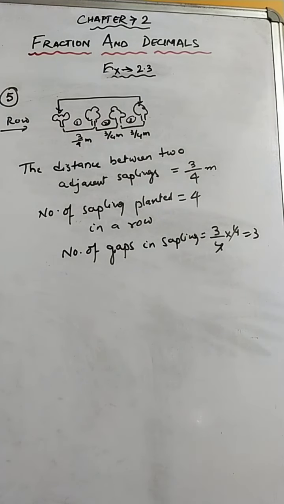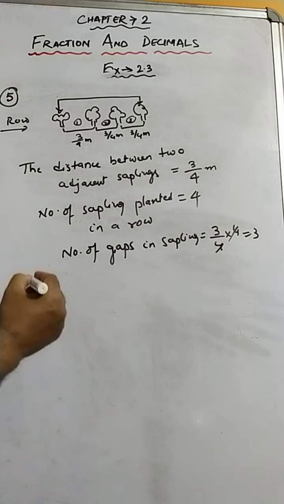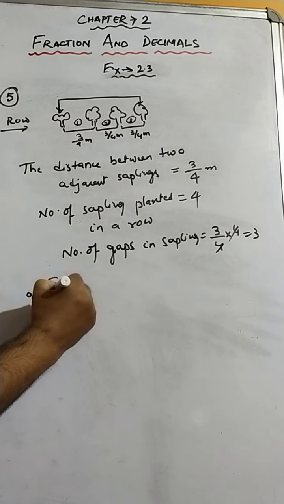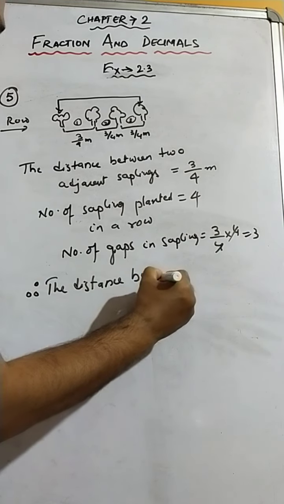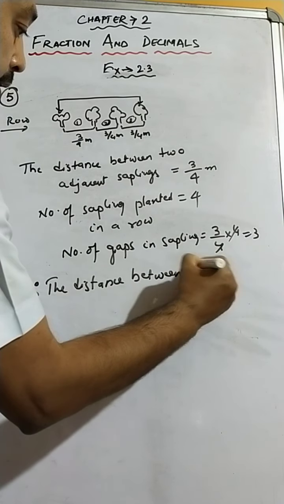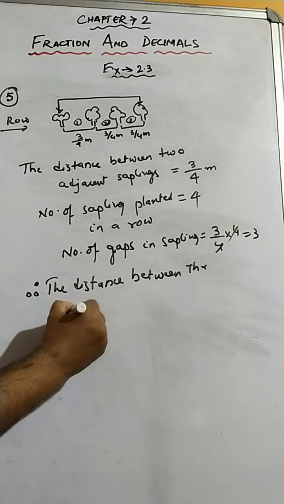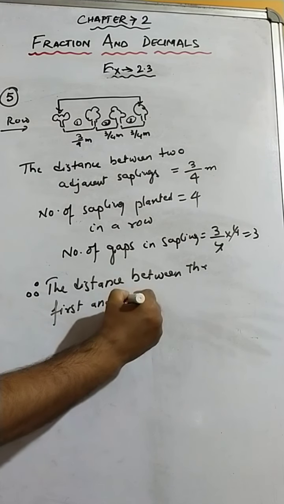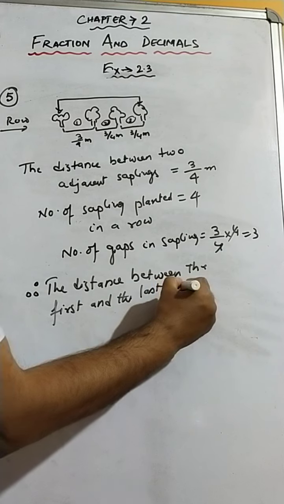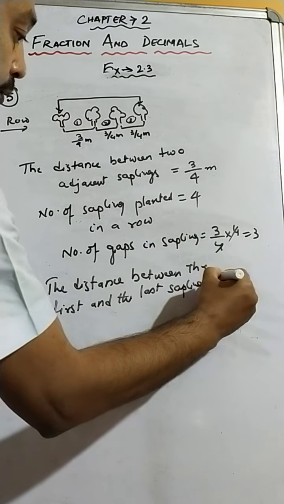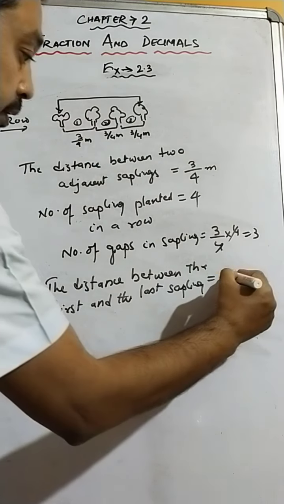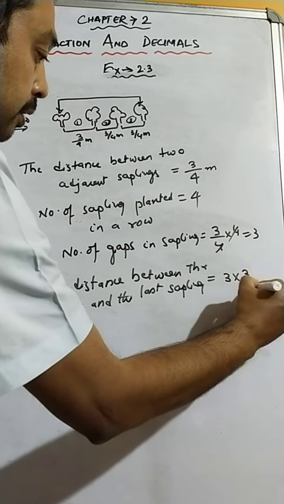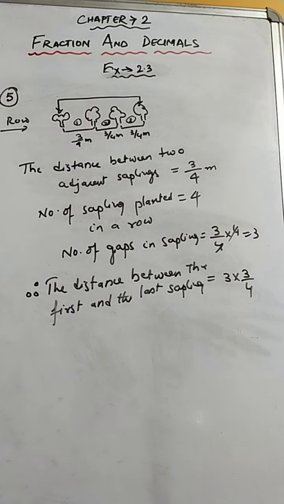Now finally what we have to find? The distance between the first and the last sapling. Therefore, the distance between the first and the last saplings will be what? Each gap is what? 3 by 4. And how many gaps are there? 3. So what will we write? It's easy. That is 3 into 3 by 4, isn't it? 3 into 3 by 4.